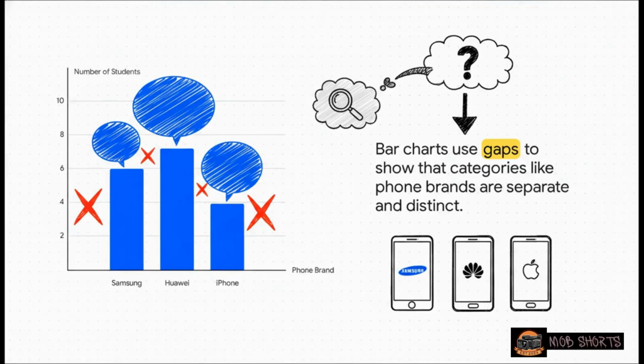And for that kind of countable data, the bar chart is your best friend. See how each phone brand has its own bar? And more importantly, see those gaps in between? That's not an accident. Those gaps are visually shouting at you, hey, these things are separate. It makes comparing them incredibly easy.